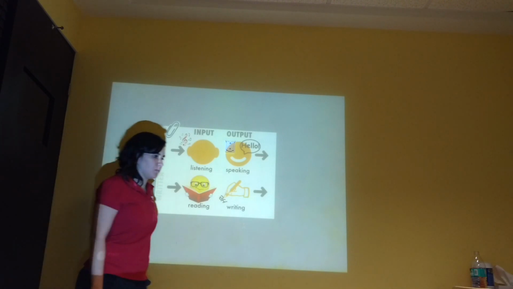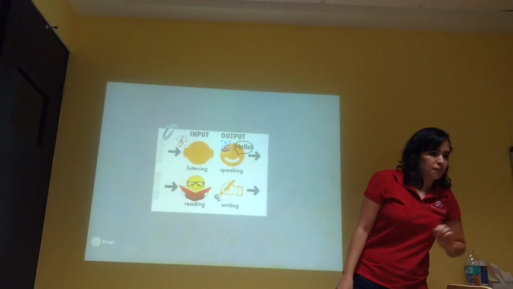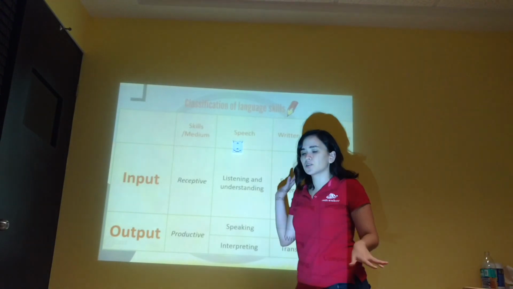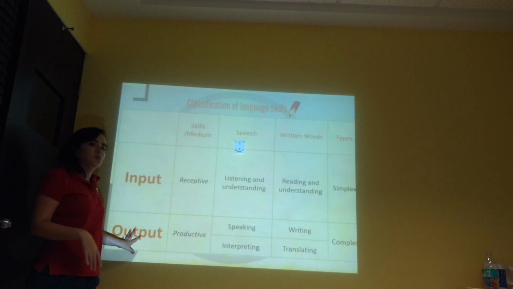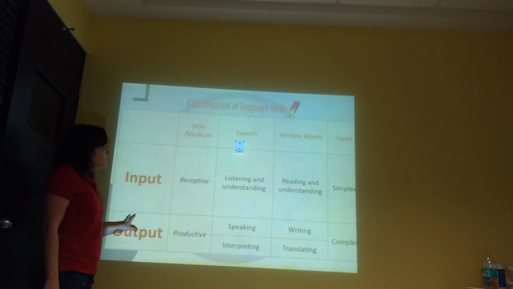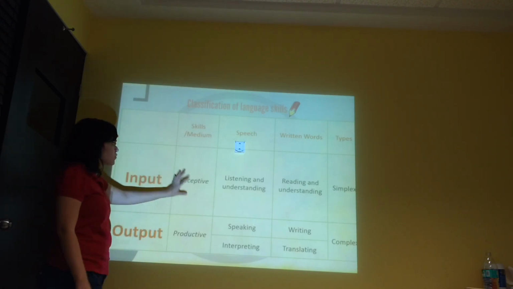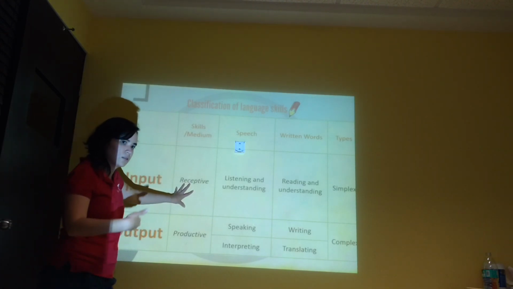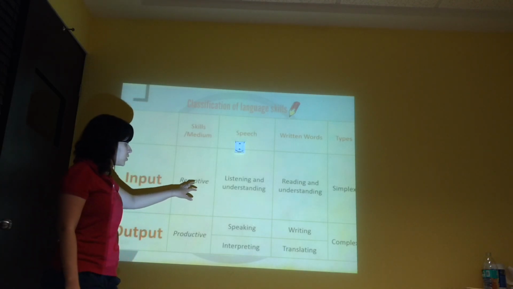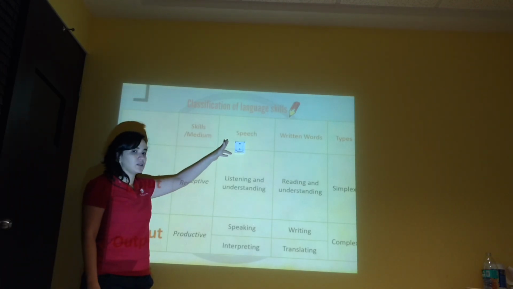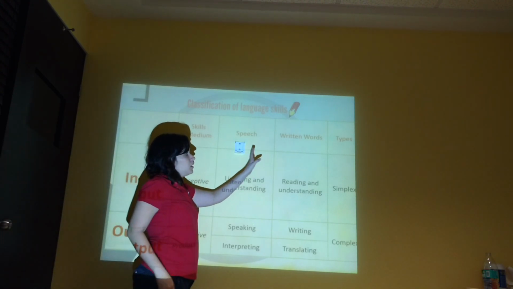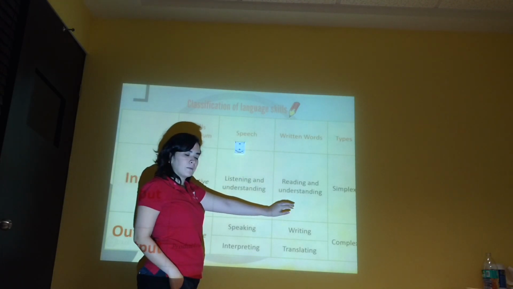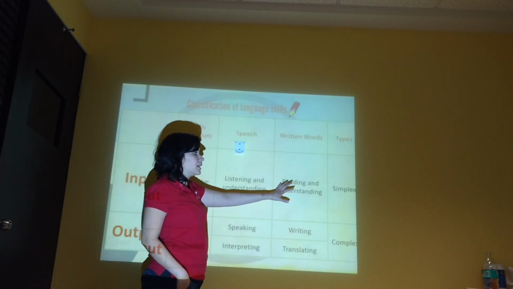We will see a chart about a classification of language skills. We have the input and the output, as we saw, and these stages have skills. We have the receptive skills, which is the way the student receives the information, and it can be by speech, if they listen and understand what they're hearing. It could be by written words, which is by reading and understanding what they're reading.